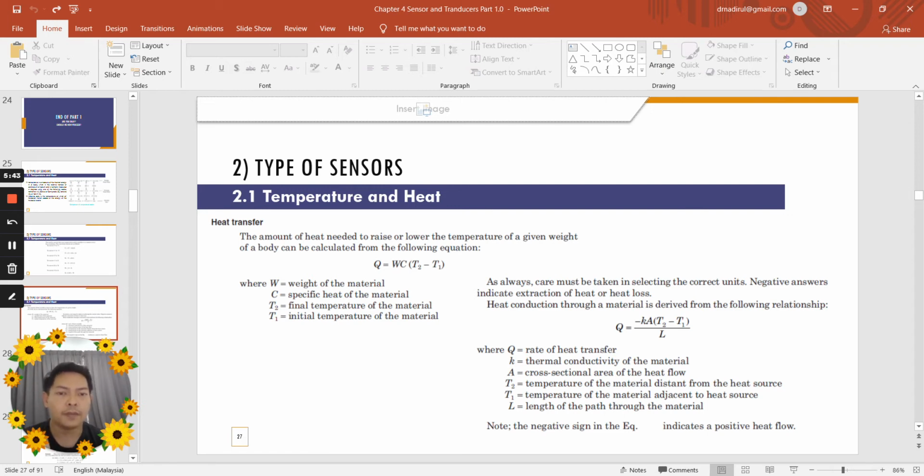As always, care must be taken in selecting the correct units. Negative answers indicate extraction or heat loss. So if you get a negative answer in your calculation, it means that there is a heat loss from the materials.